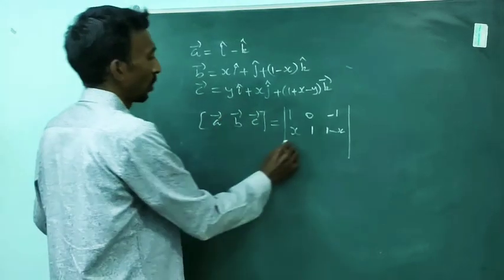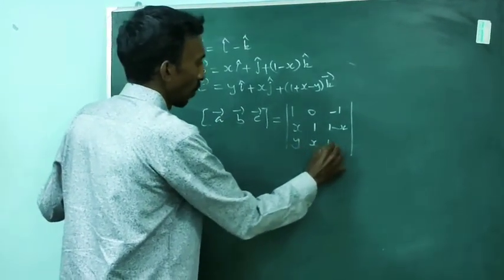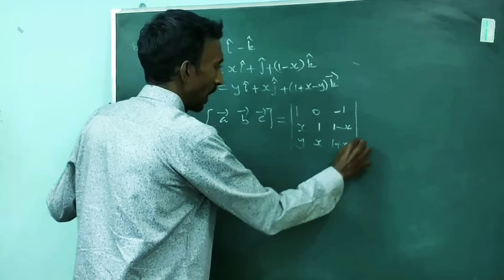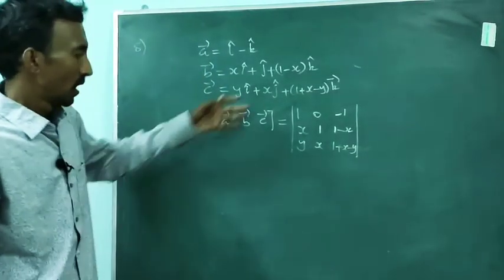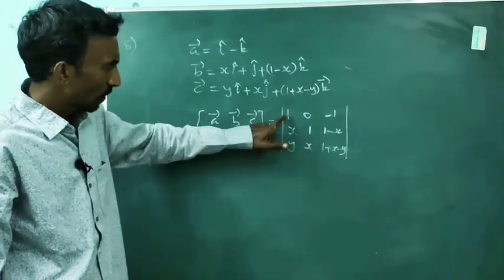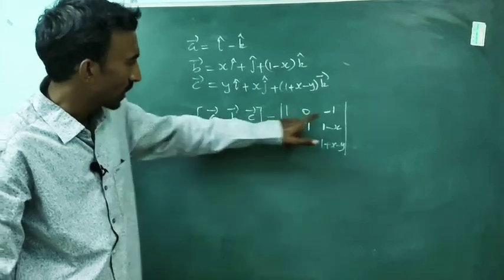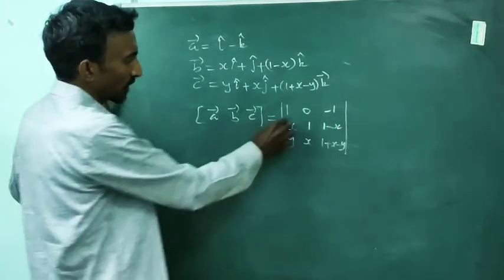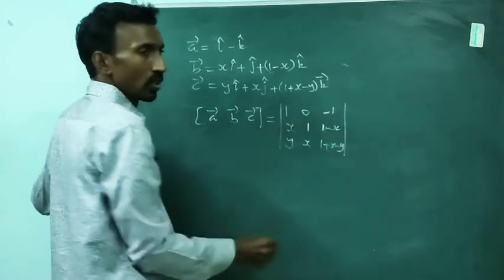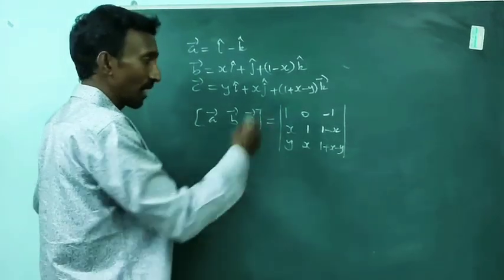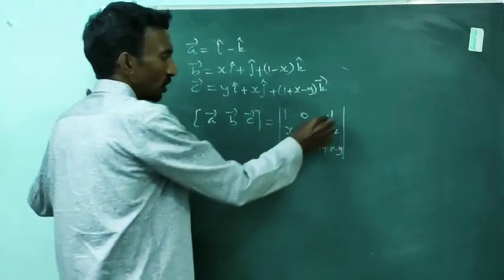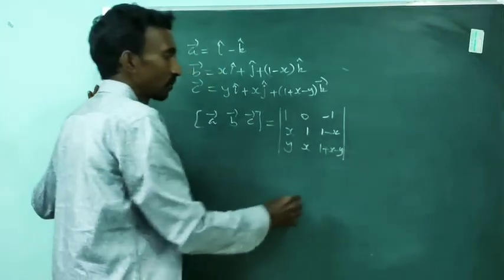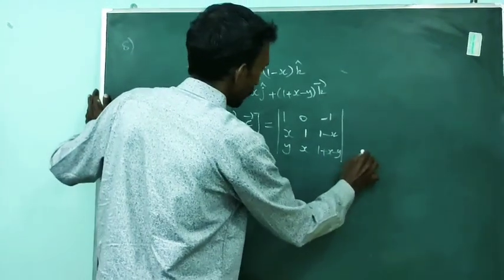Okay, third row: y, x, 1 plus x minus y. If we look at the relation between the first and third column, if we sum the two, it becomes 0. So then the simplification becomes easy. Just apply the elementary transformation.